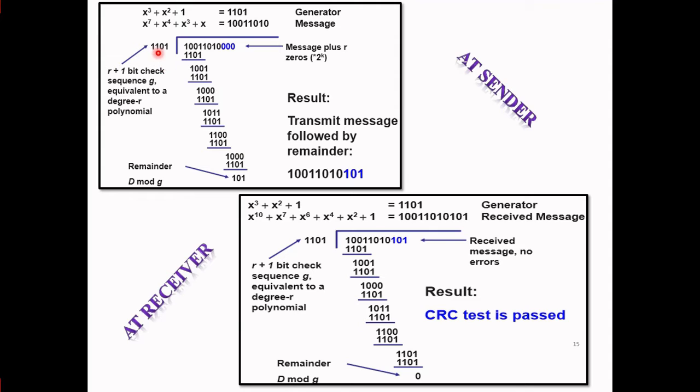Now divide by 1101, 1101. So 011, 000, 011, and this 11 is 0. So our 101 is a remainder. After this, we get 100, 101 is a remainder.